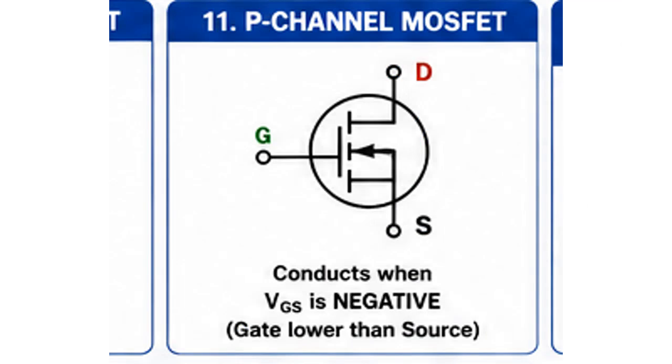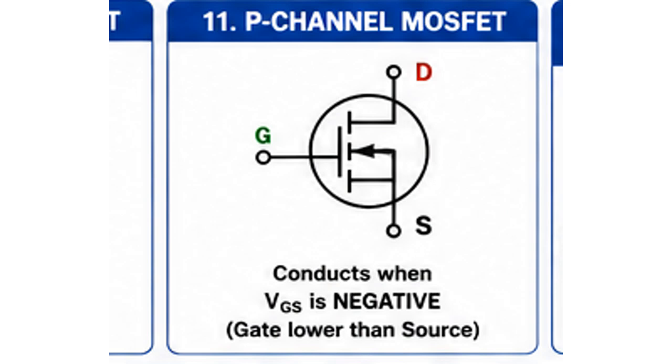A P-channel enhancement mode MOSFET is the complementary structure. At VGS equal to 0, there is no conducting channel and the device is off. Applying a negative gate-to-source voltage attracts holes to the surface, forming a P-type channel that allows current to flow from source to drain. Finally, a P-channel depletion mode MOSFET conducts at 0 VGS because a channel is already present. The proper gate voltage reduces the density of carriers in that channel and therefore reduces the current.